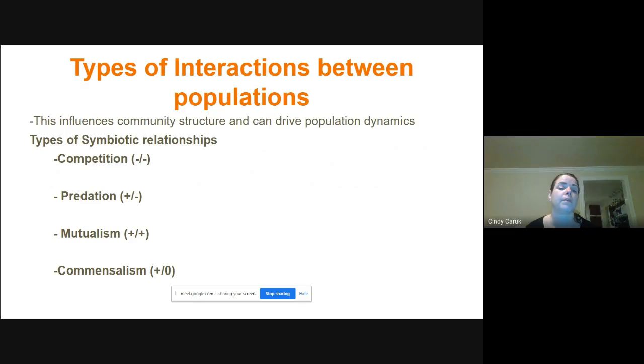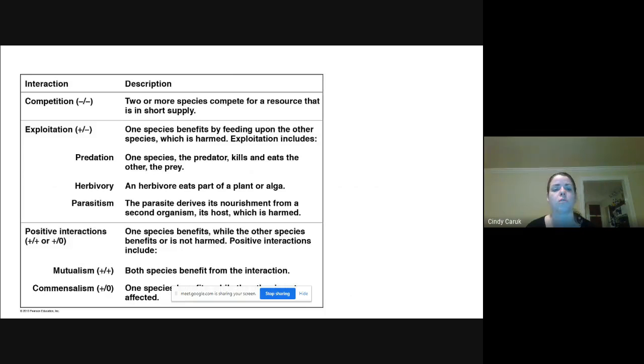Commensalism, one benefits, the other is neither harmed nor helped. This one gets a little tricky because we may not always see what that interaction is completely, because we're seeing it through our lens. So this is a description of each of them.